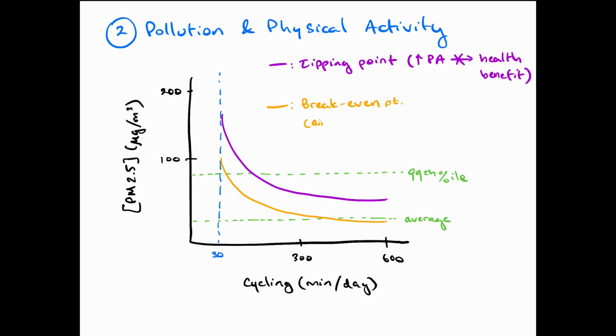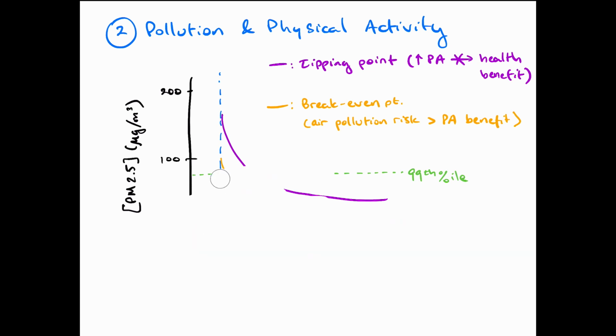Now here we see that the average background PM 2.5 concentration is around 20 to 25. This means that it's more than likely that you can cycle up to 400 to 500 minutes per day before the risk of air pollution being greater than the health benefits of physical activity. What I want you to take away from this graph is that there does come a point where doing physical activity in a polluted environment does not have health benefits and can potentially have health consequences. So when you're recommending your patients to engage in more outdoor physical activity, you should also ask them about how the air pollution is in their neighborhood.